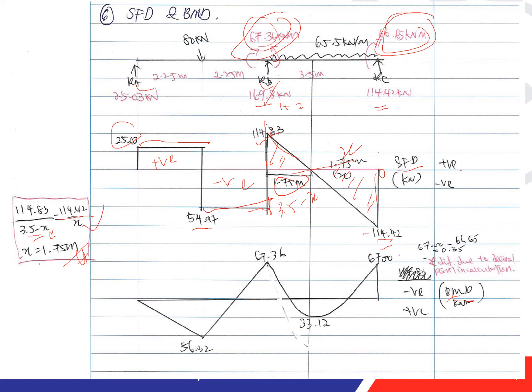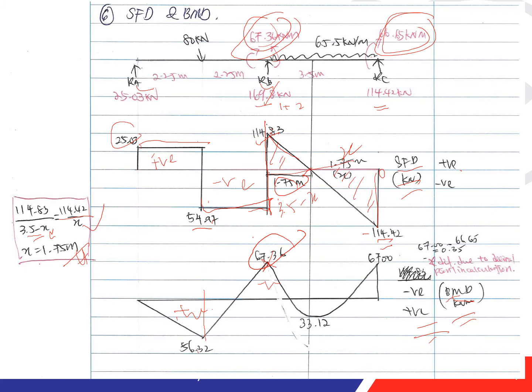So you calculate this area, and you will get 56.32, and then you subtract this one, positive or negative according to this one. Unit, don't forget. If you submit your test or anything without the unit, I will deduct your marks. After that, you deduct this 54.97 times 2.25, and you will get this value.